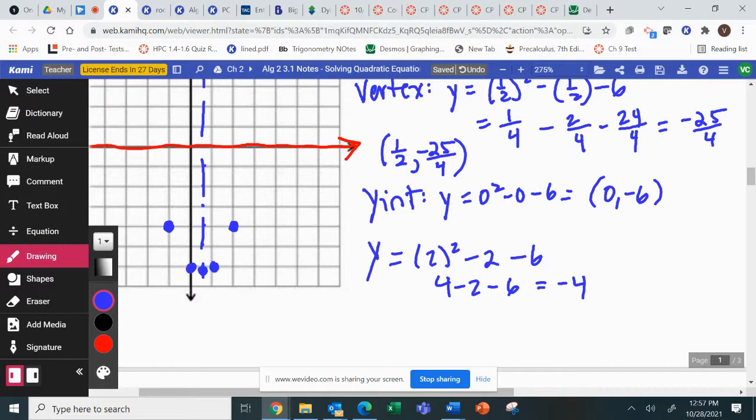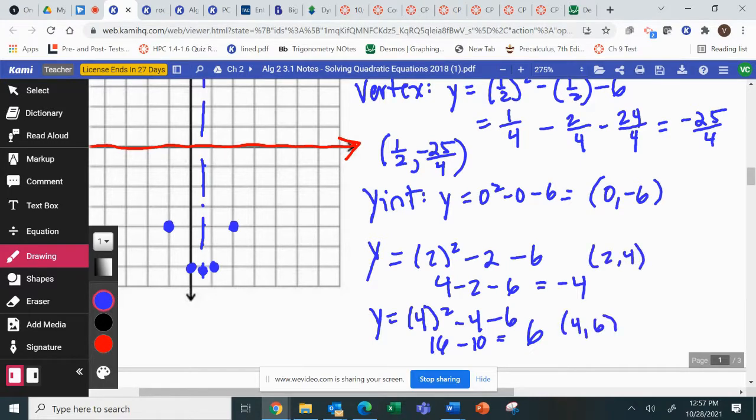So maybe let's find, it didn't take much effort to plug that in. Let's find another point, just for fun. Let's find another point. See if we can have more points to make it more accurate. What do you want to plug in? We just plugged in 2. What do you want to plug in now? 4. That'll be 16 minus 10, so 6. So 4, 6. I didn't write the first point. 2, negative 4. 4, 6.